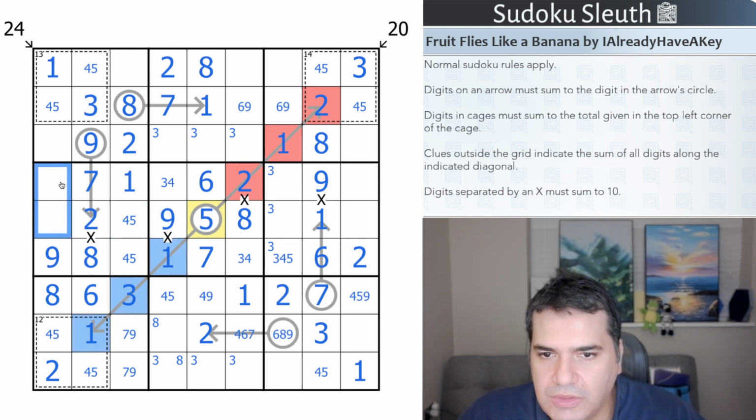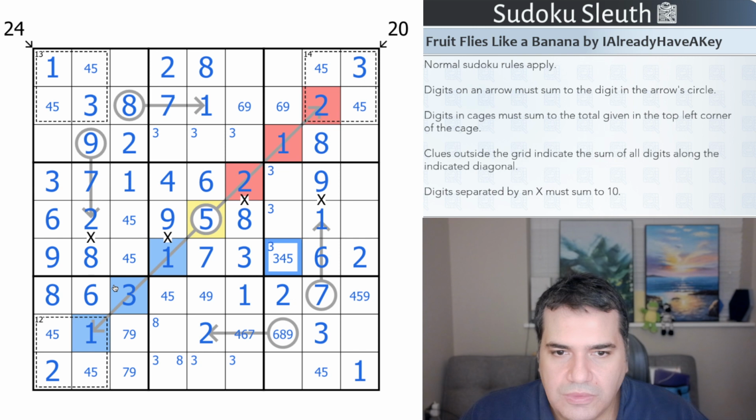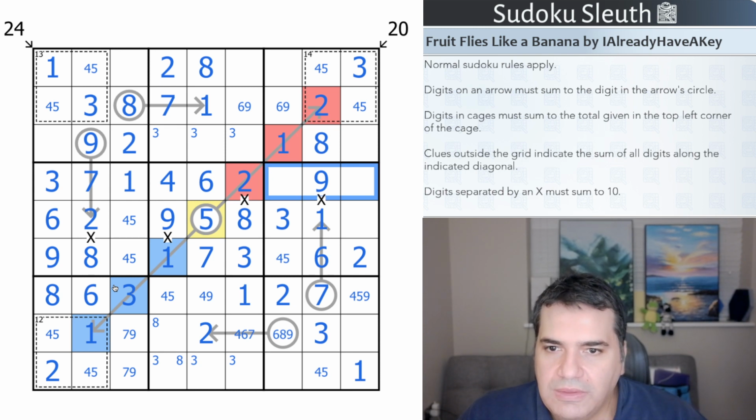I know what these are now. These are 3 and 6. That 6 gives me an order. That's a 6, that's a 3, that's a 4, that's a 3. That's not a 3. Neither is this one. That's a 3. We know what these are. That includes a 5, which will be immensely helpful.